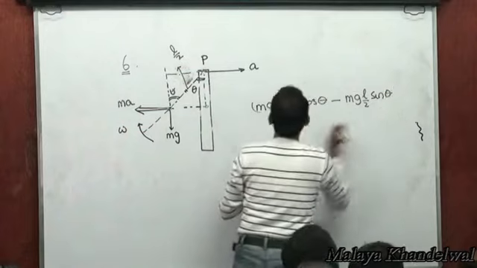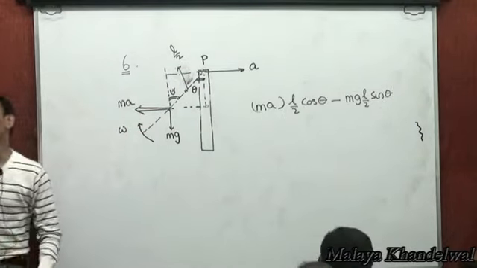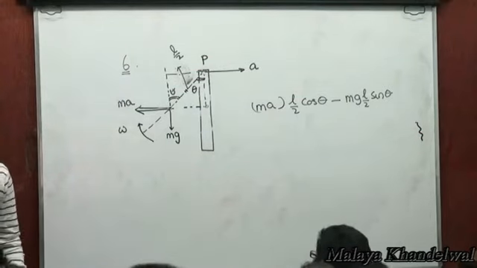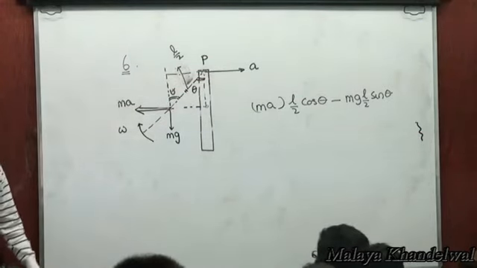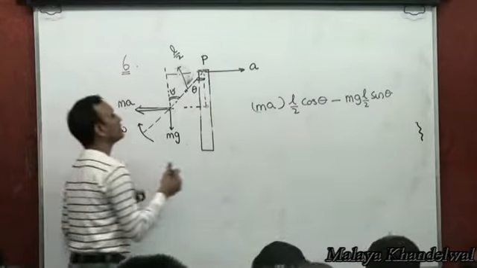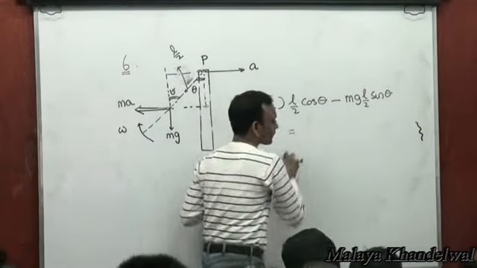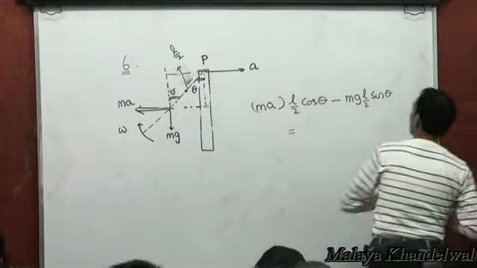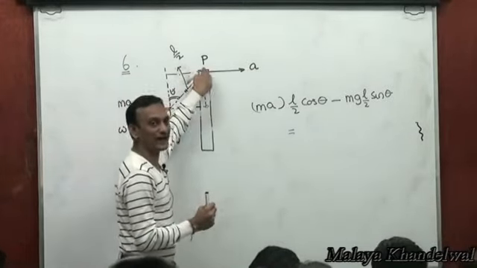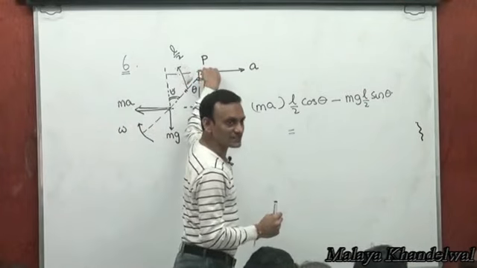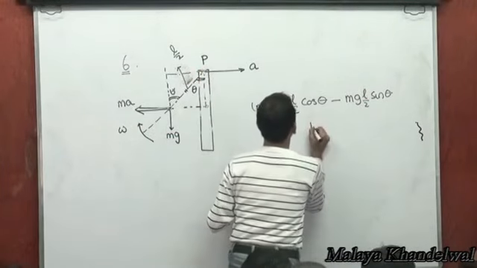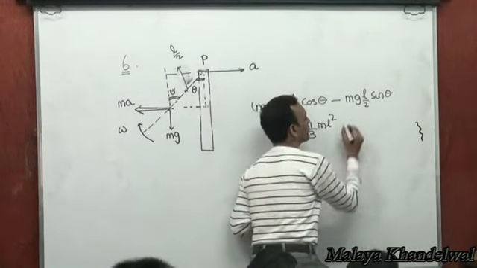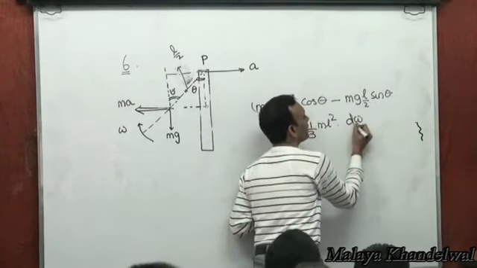That's a net clockwise torque about P in a frame of reference attached to P. That must be I about P into angular acceleration. I about P is 1/3 ml squared, into angular acceleration, which is d omega dt.